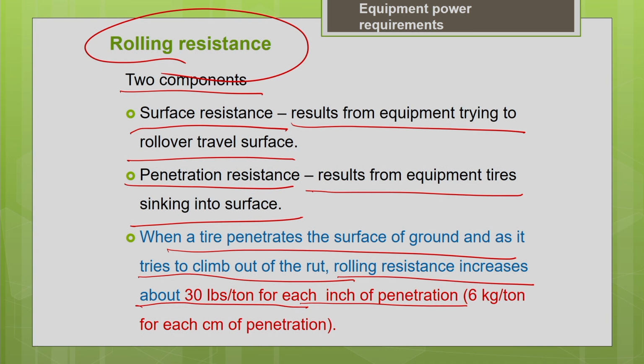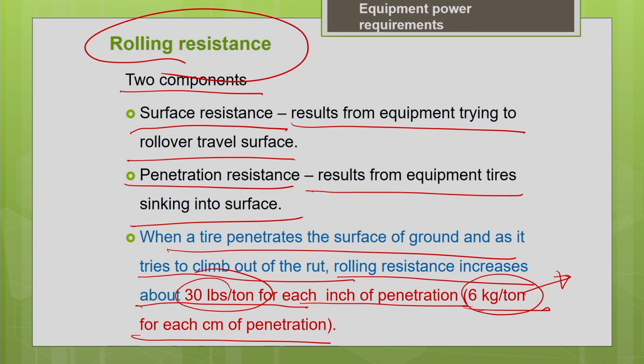for each inch of penetration. So, for 1 inch of penetration into the surface, how much effort do we need? 30 pounds per unit weight of the machine. In SI units, we need 6 kg per ton, 6 kg per unit weight of the machine, for each centimeter of penetration of the tire into the surface. Basically, your rolling resistance increases by 6 kg per ton for each centimeter of penetration of the tire into the surface. So, using this you can calculate your penetration resistance.